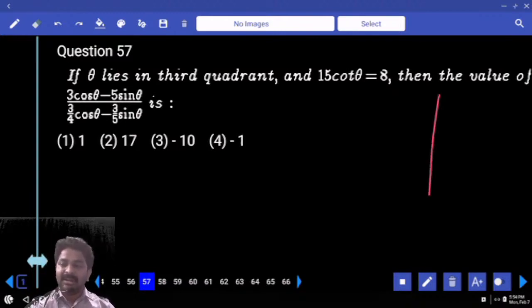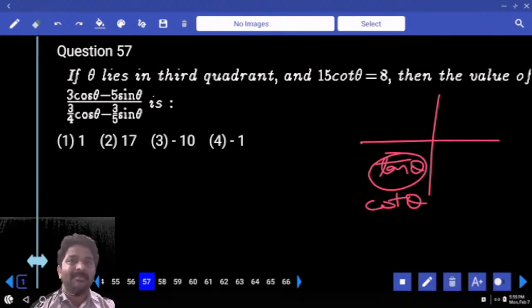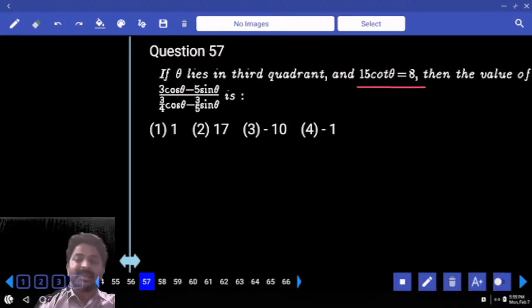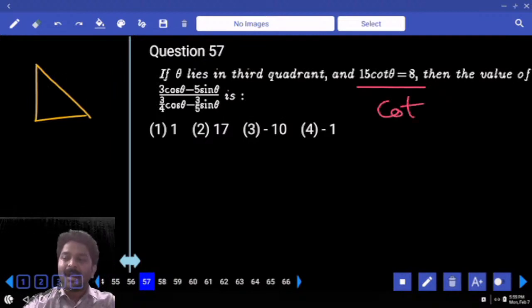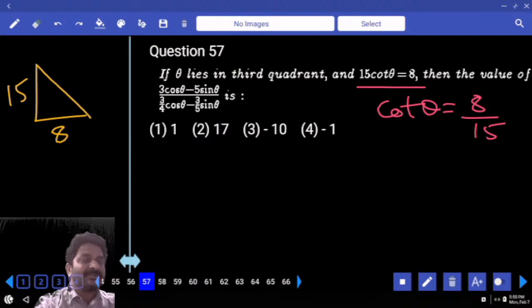In the third quadrant, tan theta and cot theta will be positive, and the remaining all must become negative, right? So from the given data, 15 cot theta is equal to 8. From this we can say cot theta is equal to 8 by 15. So base value is 8 and the other side is 15. Then hypotenuse: 15 squared is 225, plus 64 is 289, that is 17 squared only.